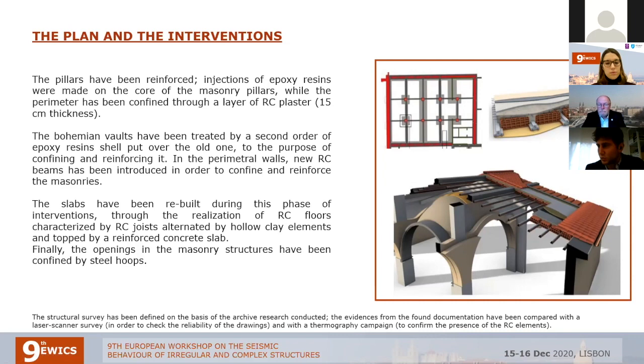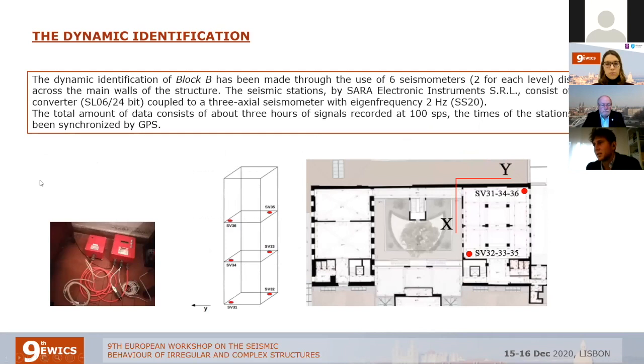So in order to define the structural behavior of the model, a dynamic identification of the case study has been performed through the use of 6 seismometers. You can find some details about the instruments that we used. And here you can see the disposition of the instruments. We used 6 seismometers along the 2 vertical alignments of the structure, along the diagonal direction, trying to catch the behavior of both the axes of the building.